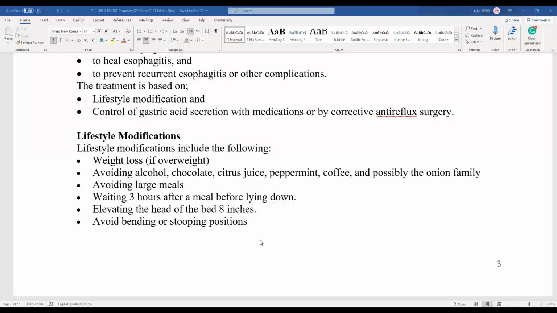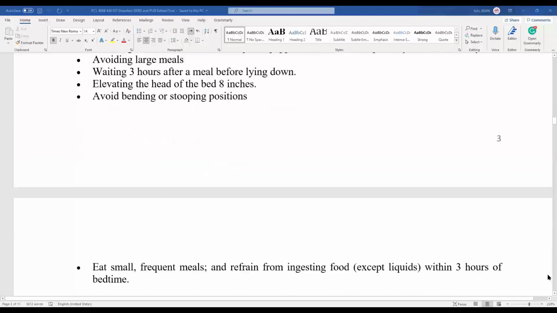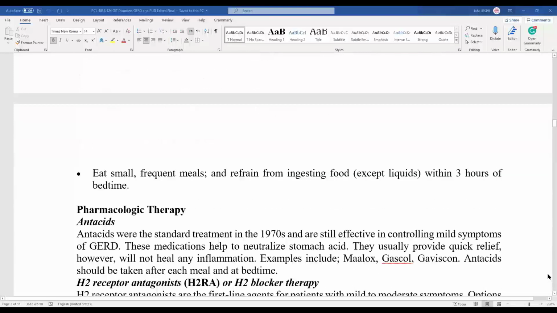Now I've mentioned that. Then you can also elevate the head of the bed. And of course, avoid bending down or stooping positions. And we have mentioned eat small, frequent meals. And of course, if you know you are going to bed in the next 2 hours, it's better if you have taken your meal earlier than that. That is, take your meal at least about 3 hours before bedtime. Though I know that some of us will be wondering, how is that possible? Because I know that some of us, when we're reading at night, we'll still be munching something.